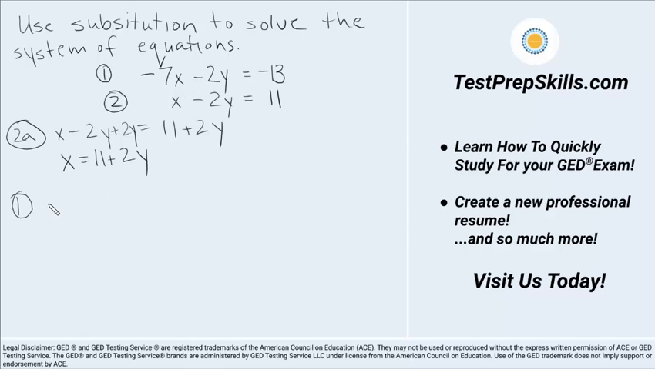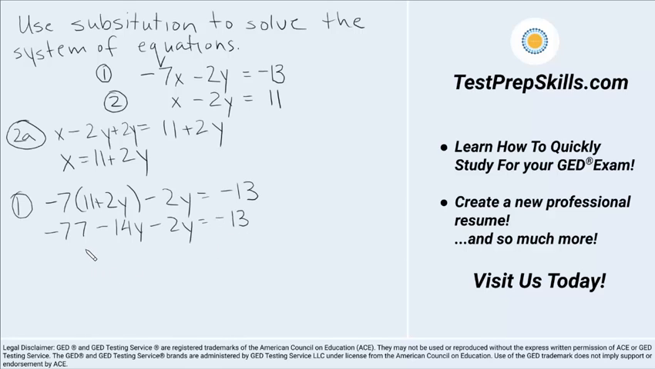Okay, so what do I have? I have minus 7 times 11 plus 2y. So notice I put that right where the x was. Then I'm going to have minus 2y is equal to negative 13. Okay, so let's expand. When I say expand, what I mean is I'm going to take this negative 7 and multiply it through this bracket. So negative 7 times 11 is negative 77. Negative 7 times positive 2y is going to be negative 14y. Minus 2y is equal to negative 13.